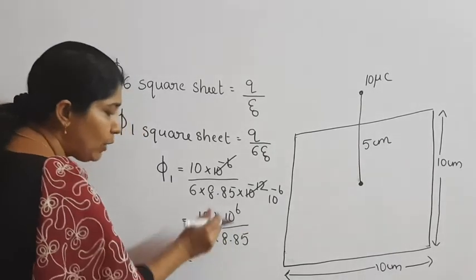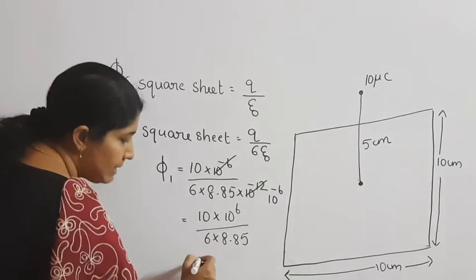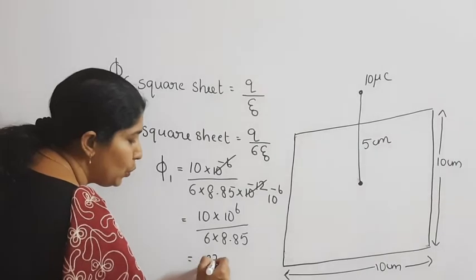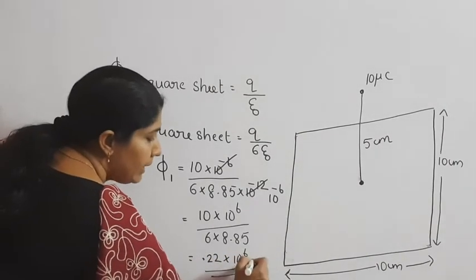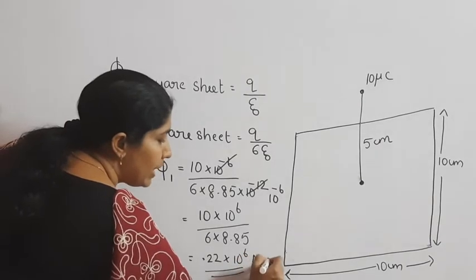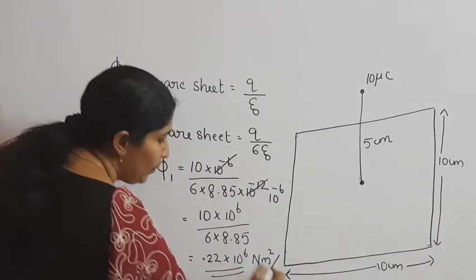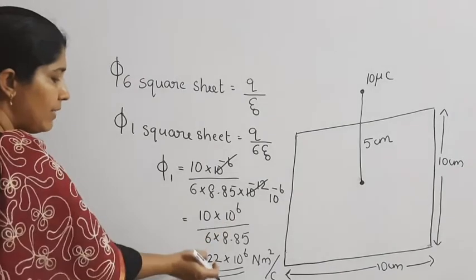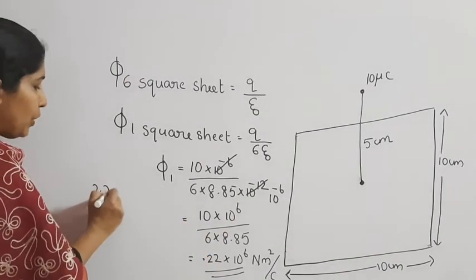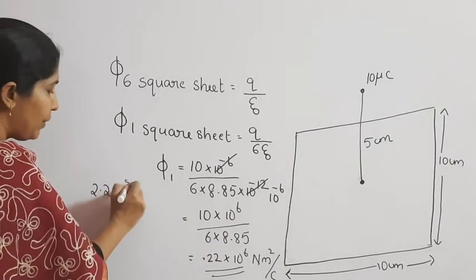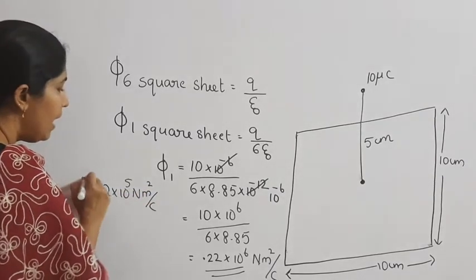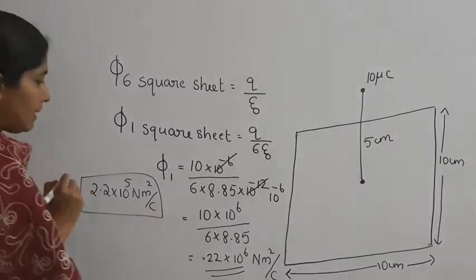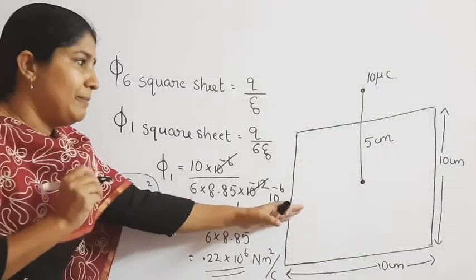On calculating this, we get the answer as 0.22 into 10 raised to 6 Newton meter square per Coulomb. We can rearrange it as 2.2 into 10 raised to 5 Newton meter square per Coulomb. This is the flux through this square sheet.